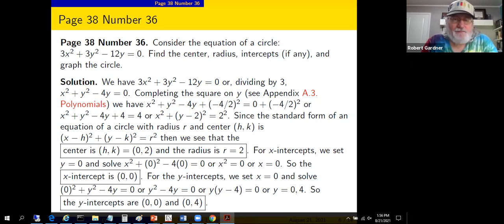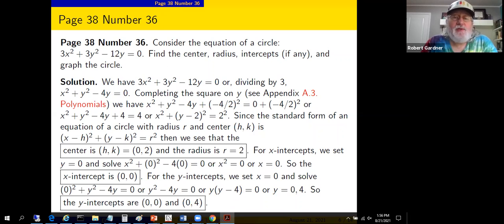A coincidence. For the y-intercepts, we'll set x equal to 0. If you do that in this version of the equation, that'll produce 0 squared plus y squared minus 4y equals 0. We just plug 0 in right there. Or y squared minus 4y equals 0. Let's factor it. Factor a y out. y times (y minus 4) equals 0. So y equals 0 or 4. And then the y-intercepts are x equals 0, y equals 0, so (0, 0), or x equals 0, y equals 4, so (0, 4).